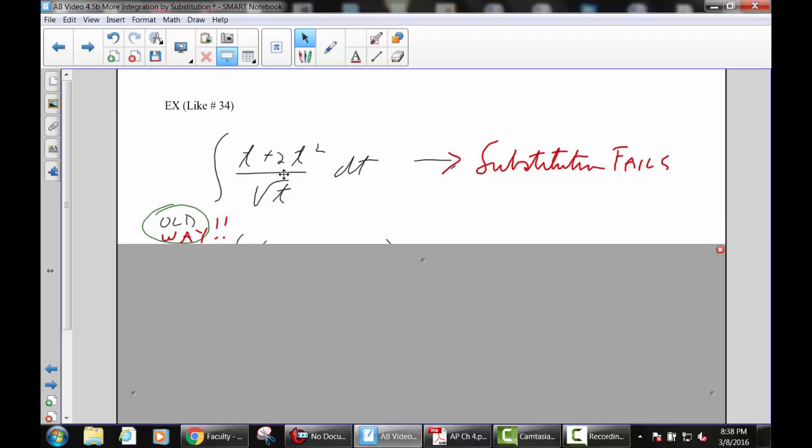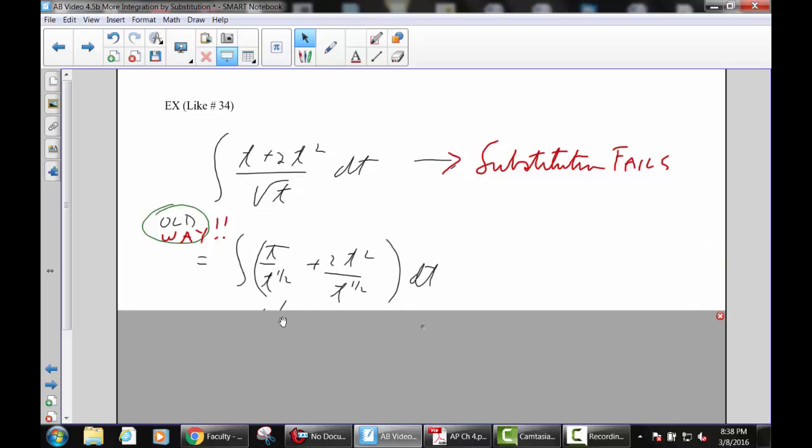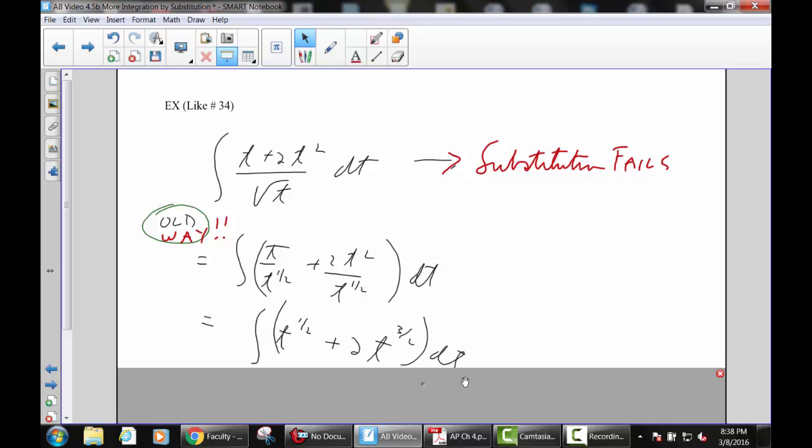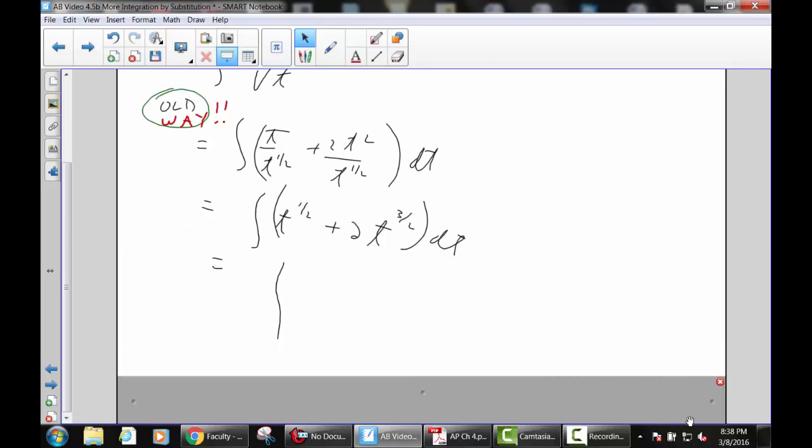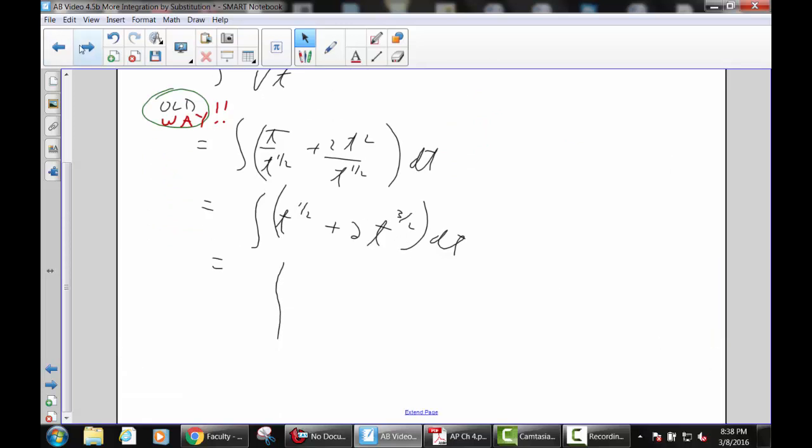Remember, there's no quotient rule, so we're going to have to split it up. So t over t to the half plus 2t squared over t to the half. 1 minus a half is a half. 2 minus a half is 1/2. And now we're ready to integrate, etc., etc. You can take it from there.